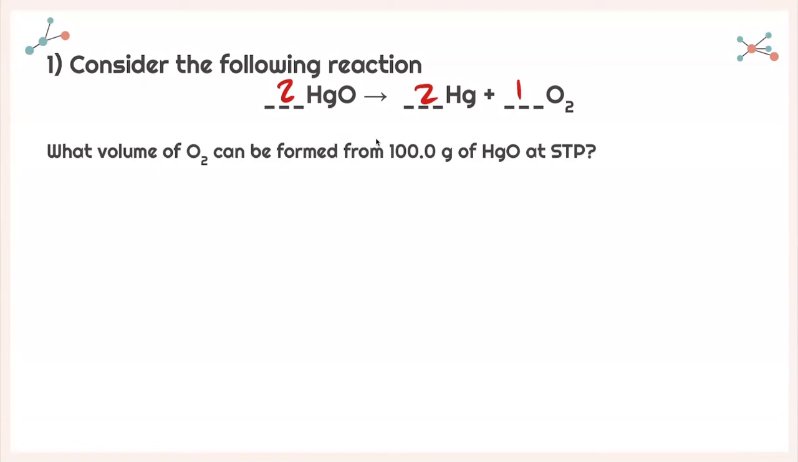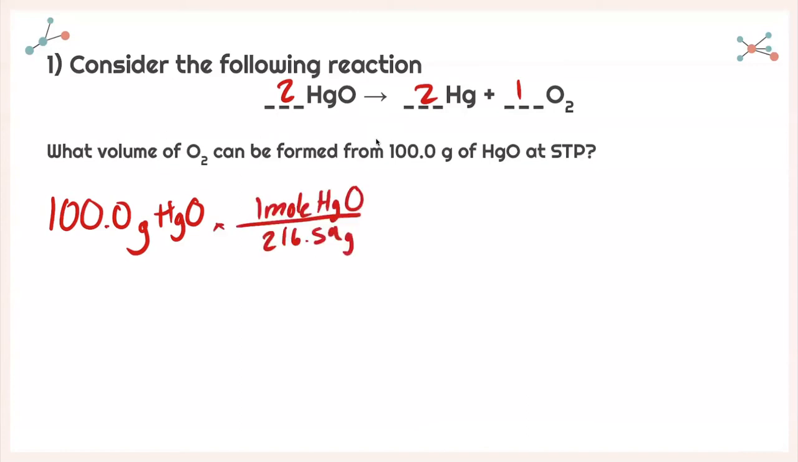Now that I have my balanced equation, I'm told that I have 100 grams of mercuric oxide. Let's change that to moles. So what I'm going to do first is write down what I have, 100.0 grams of mercuric oxide, and then I'm going to convert to moles. In order to do that, I look at the molar mass, and it tells me that 1 mole of mercuric oxide has 216.59 grams.